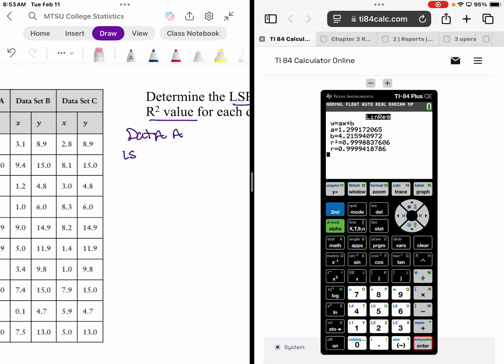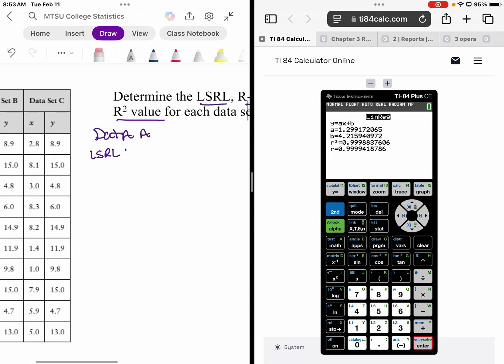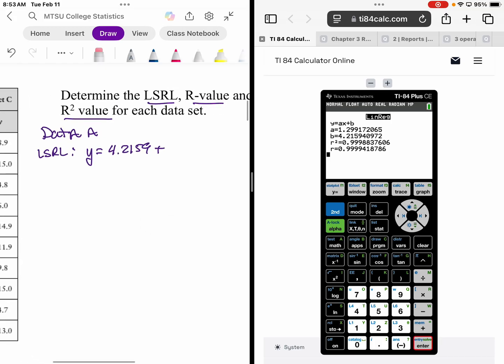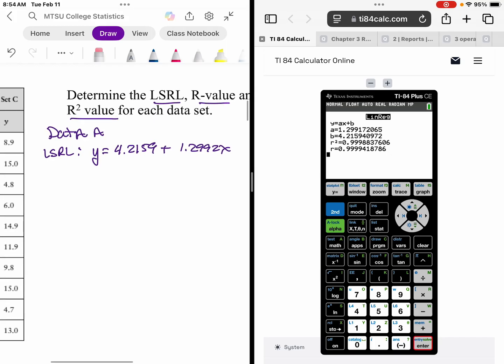So my LSRL, my least squares regression line, would be y equals 4.2159 plus 1.2992x. The slope is the A. They have it on the screen there.